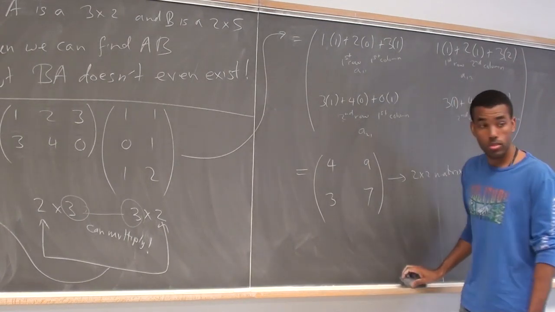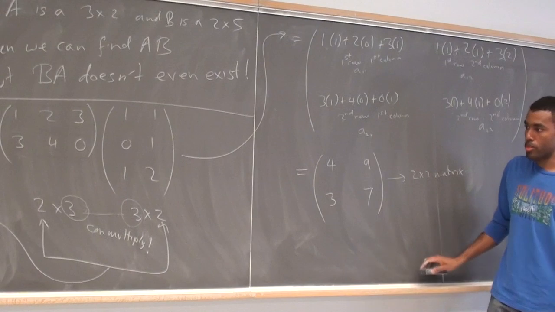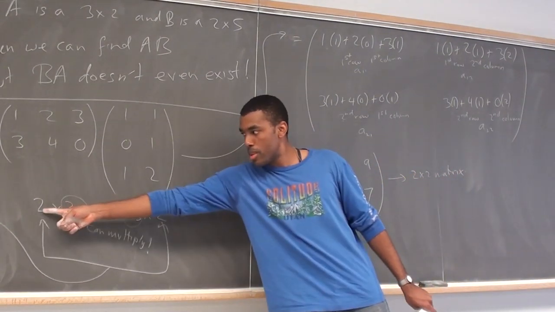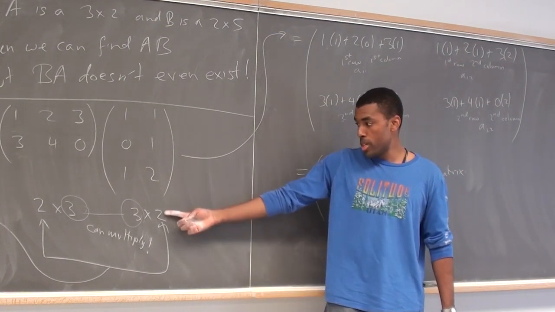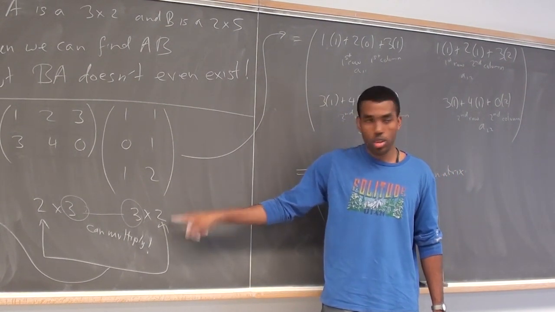So you're always ending with a square matrix? No, you don't always end up with a square matrix. You end up with a matrix that has this dimension by that dimension. If this was a different dimension, which it could be, I could put a 5 here, and the result would be a 2 by 5.